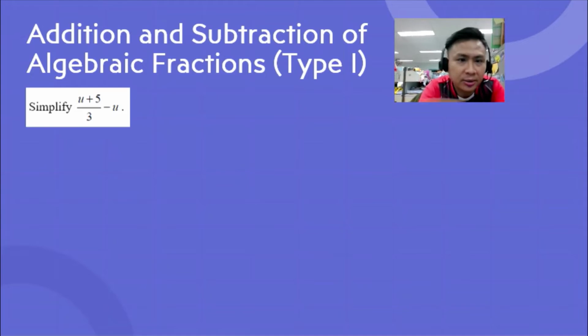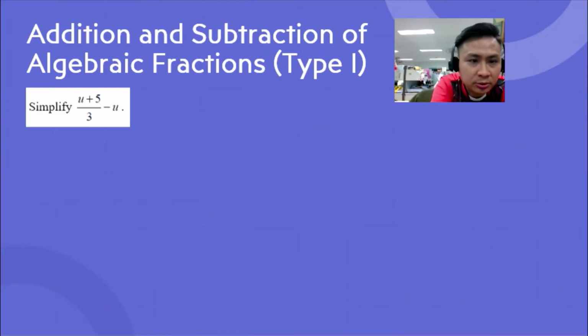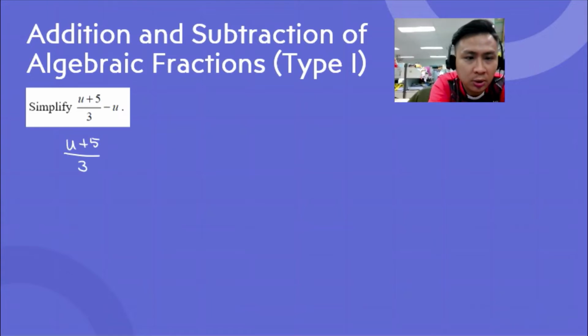Alright, next, we're going to look at addition and subtraction of algebraic fractions. This typical type of question involves addition and subtraction of a fraction with a non-fraction. So what happens when we are dealing with a non-fraction? We can change the non-fraction into a fraction by writing over 1. So this is what we're going to do now. So this is u plus 5 over 3. We'll change u to u over 1.